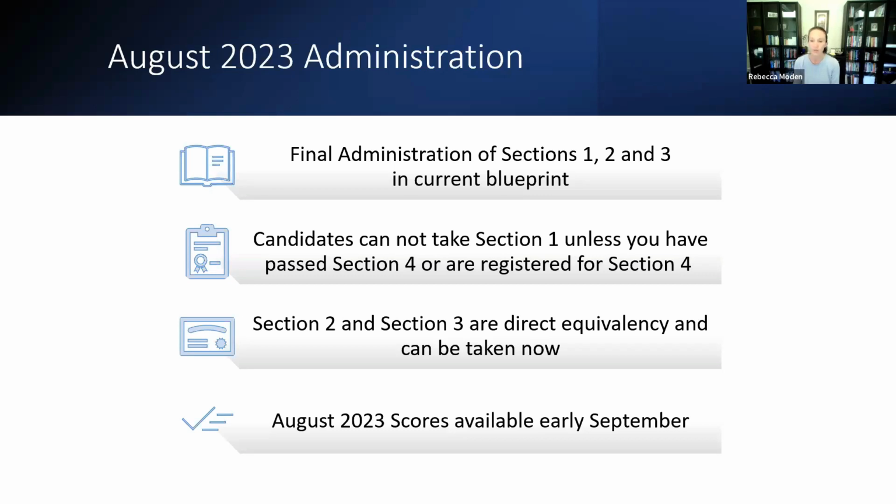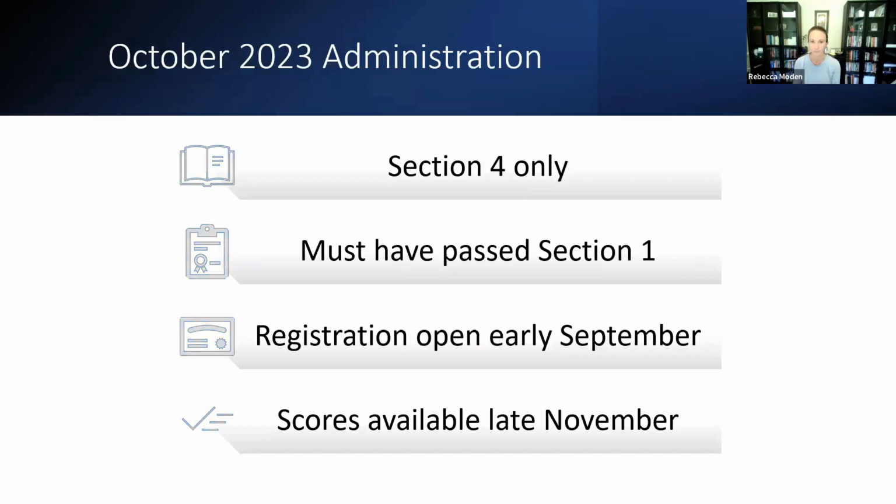Section 2 and section 3 are direct equivalencies, so feel free to take those now. Passing them will get you credit for the new blueprint, so those are pretty direct and straightforward transition sections. And the August 23 scores will be available in early September so that you can determine if you need to test in October or if you are ready to move on to December and what sections you need to finish.